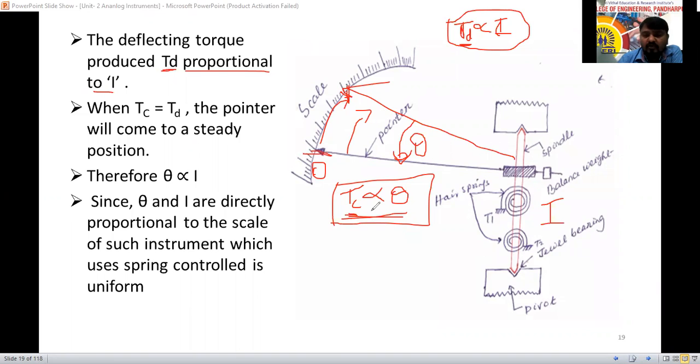Now you substitute here, when TD equals TC, or TC equals TD. What do we mean by TC? The upper side we have taken some formula. TC is nothing but theta. You can call that TC equals theta, and TD equals the deflecting torque, because of what?